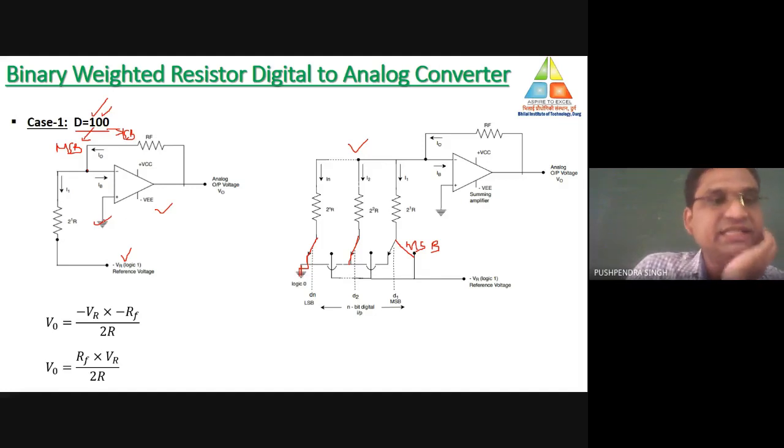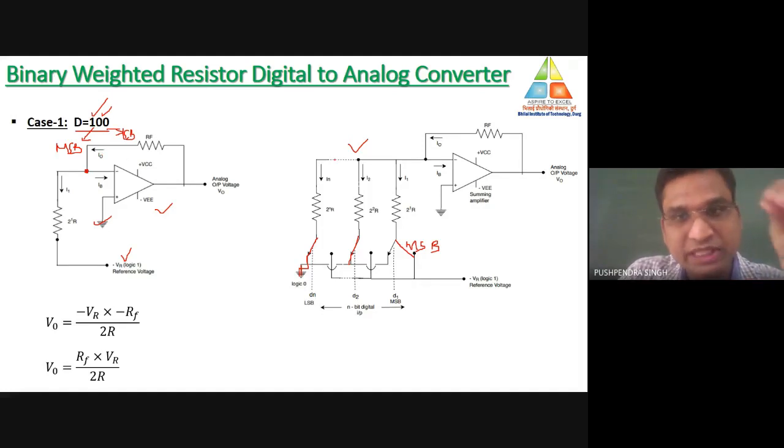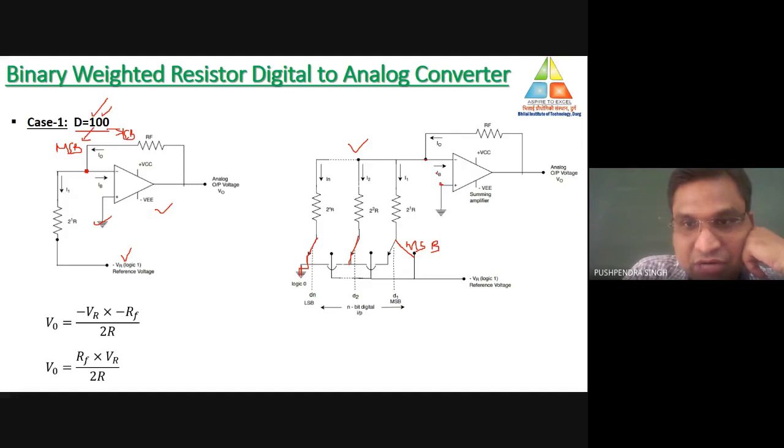As you can see, the non-inverting terminal is connected to ground. Due to that, the inverting terminal is also at ground. Please remember one more thing: how we have designed this particular circuit from the previous one. This terminal is connected to ground, so due to virtual ground it is 0 volt. Why? Because due to virtual ground, it is 0 volts. So the inverting terminal is also equal to 0, and here also the value is 0 volt.